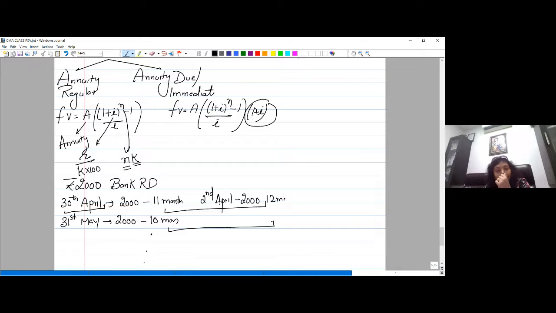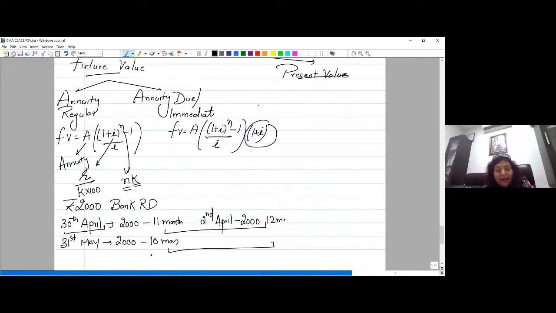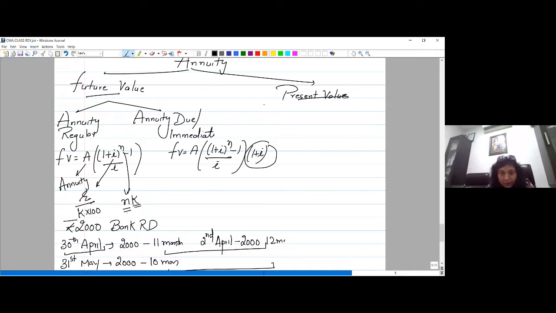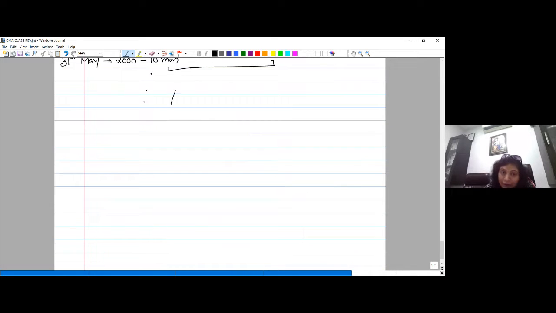This is the formula of future value of annuity regular and annuity due or immediate. Now, if we want to find the present value, in present value also we have two scenarios: one is present value of annuity regular and the second is present value of annuity due or immediate.